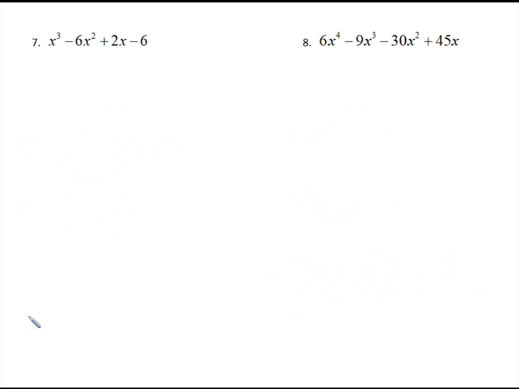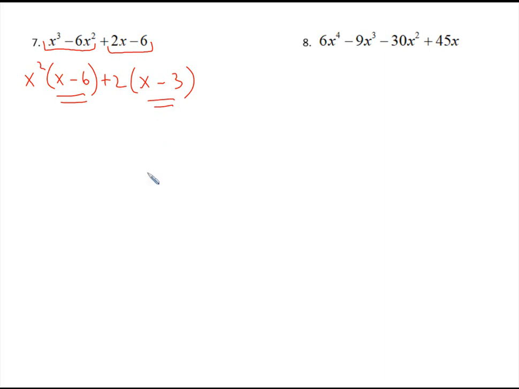Alright, let's take a look at number 7 here. Let's look for a GCF. It doesn't look like there's a GCF. So I'm going to group the first 2 together, take out the GCF, which is x squared. So I'll get an x minus 6. Over here I can take out a positive 2 from the second group. That'll leave me with an x minus 3. Okay, now you notice these are not the same.